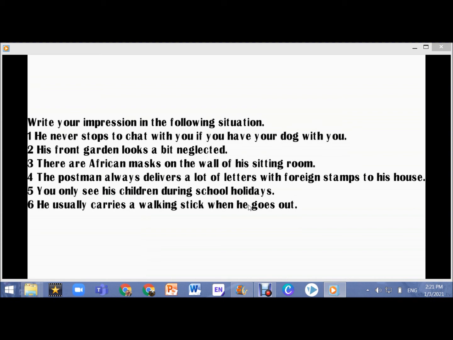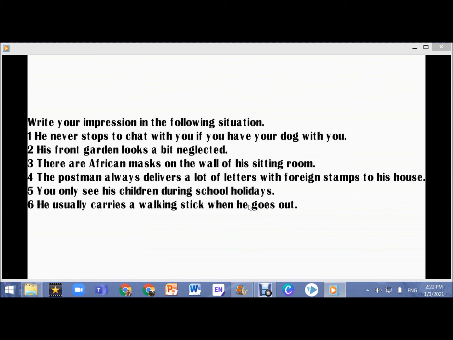And there are African masks on the wall of his sitting room. There will be questions like that. He seems to have lived in Africa, or he seems to have come from Africa, or he seems to have lived in Africa at some time in his life. Or he seems to be an African masks lover. Any situation you need to derive. You read the context, and after reading the situation, draw your own perception using seem. You are free to write.